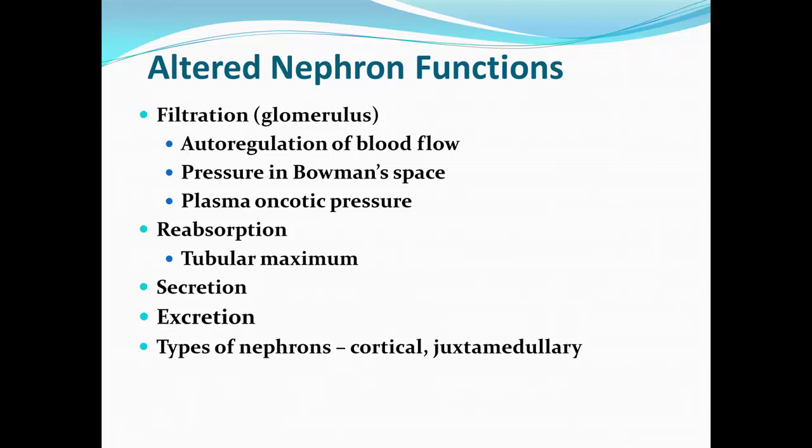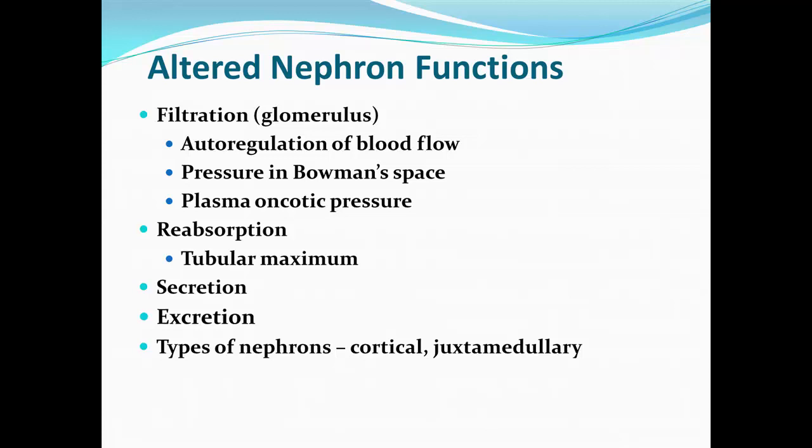When we think about filtration through the glomerulus, remember that is a semi-permeable membrane. And when we talk about filtration and a semi-permeable membrane, what gets filtered out across that membrane depends on a number of different things. One of the things is the size of the molecule. Protein is a very big molecule. That's why you don't expect to see protein in the urine.